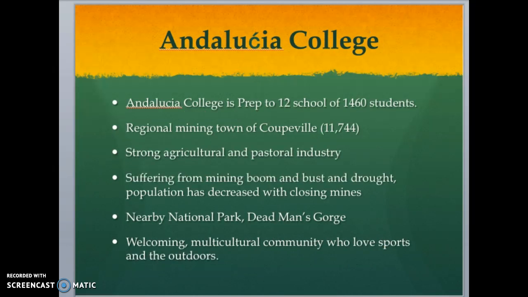So the college I looked at, I will not try and pronounce the name, is a college that is prep to 12 and has 1,460 students. It is located in a regional mining town of Coopville, which has just under 12,000 people. It is a very strong mining town. It also has strong links with the agricultural and pastoral industry in its region. It's currently suffering from the down cycle of the boom and bust cycle and the effect of drought.